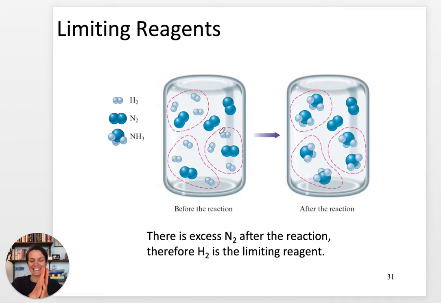So in a reaction, if you run out of both reactants perfectly, you have the exact amount that you need, that's called a perfectly stoichiometric reaction. But it never really happens, right?